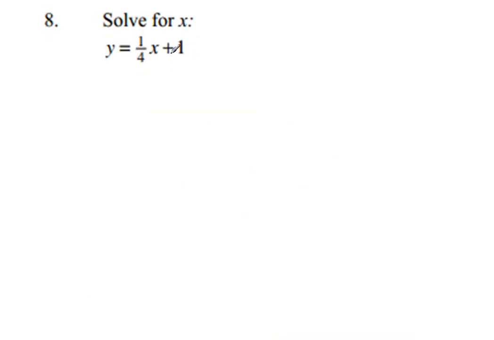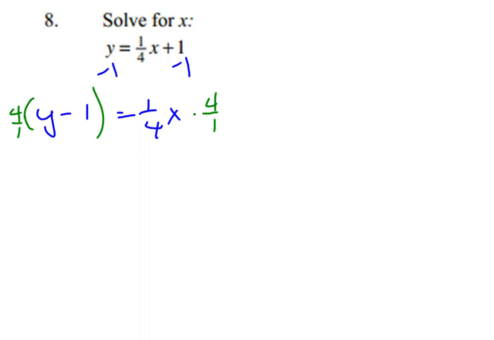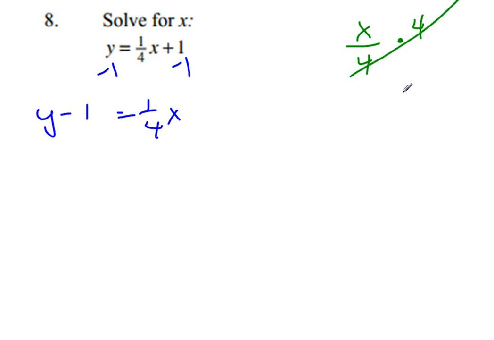Number 8, solve for x. So let's get rid of the 1. Minus 1. Well, the fourth of x equals y minus 1. And change colors here. Now this 1/4, 2 different ways to think of this. When you have fractions, you can typically get rid of them by multiplying by the reciprocal, like that, to both sides. Or just think the 4 is on the bottom, kind of like if it was x over 4. If the 4 is on the bottom and you want to get rid of it, you just multiply by 4 and that cancels. So I would probably just show this times 4 here.